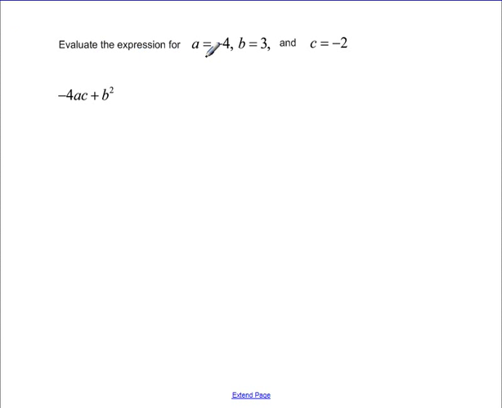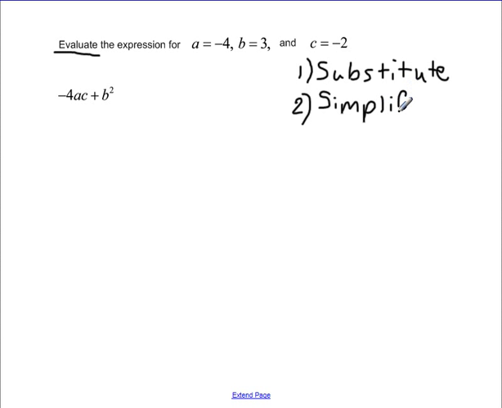Evaluate the expression for a equals -4, b equals 3, and c equals -2. So when we do an evaluation problem, remember that to evaluate involves two steps. The first step is a substitution step. We're going to substitute. And then the second step is to simplify. The simplify part, that's where we do the math. We want to be sure that we keep these two steps separate.